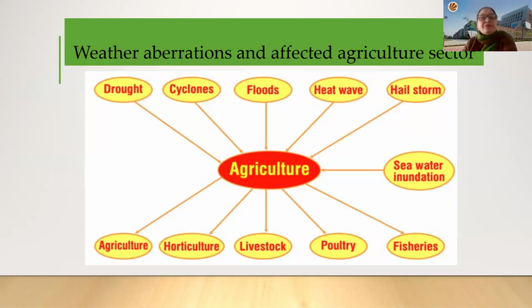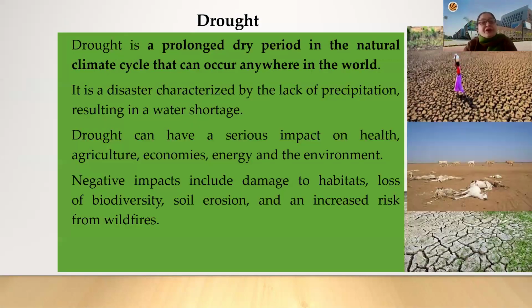Now, if we discuss one by one, what is drought? Drought is a prolonged dry period in the natural climate cycle that can occur anywhere in the world. And this is a disaster which is characterized by the lack of precipitation, resulting in water shortage. There are different kinds of drought also.